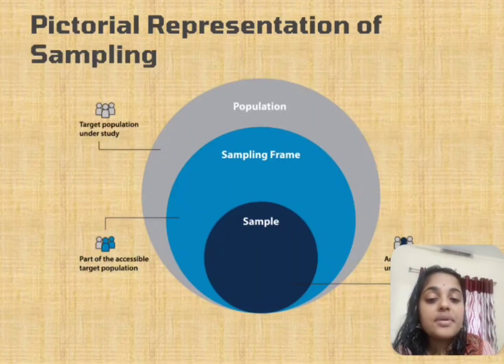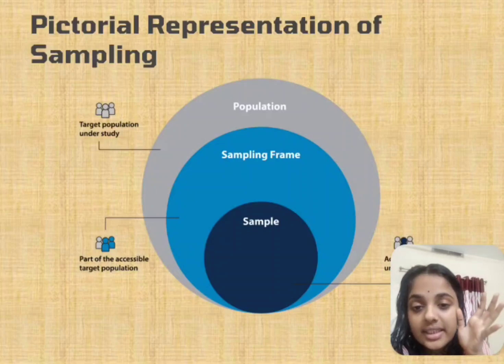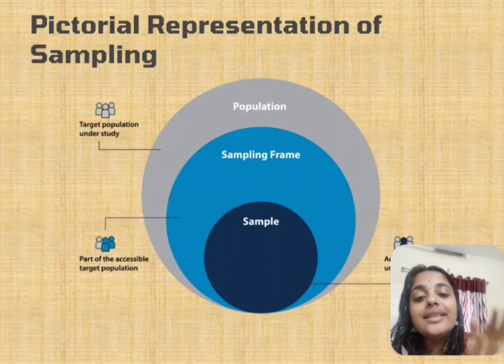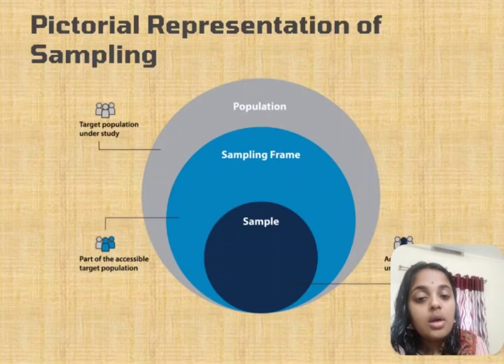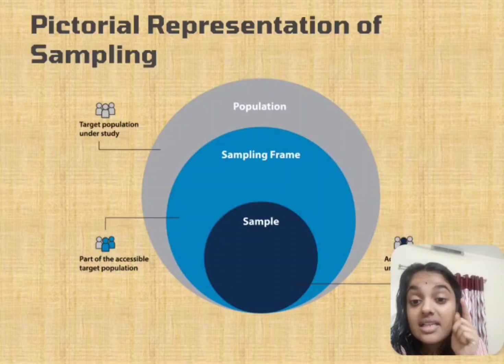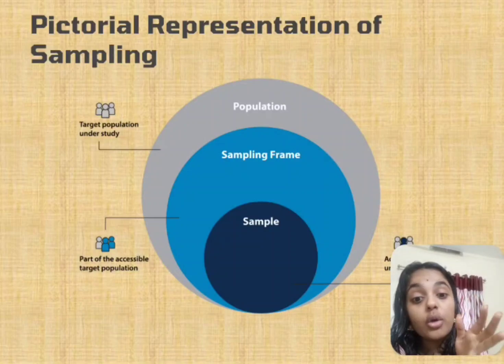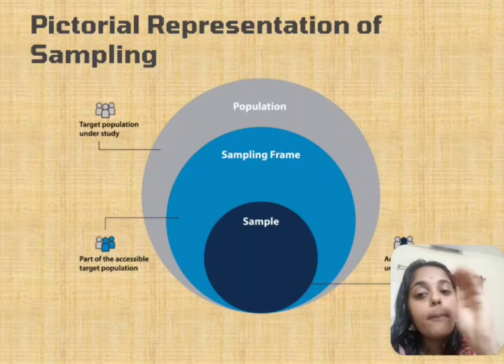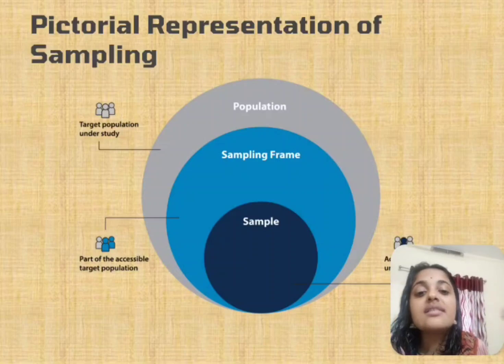Now a pictorial representation is given. There is the sample, which contains the actual units under study, and then there is the sampling frame, which is part of the accessible population, and that population is contained in what? The target population. We have already discussed that.